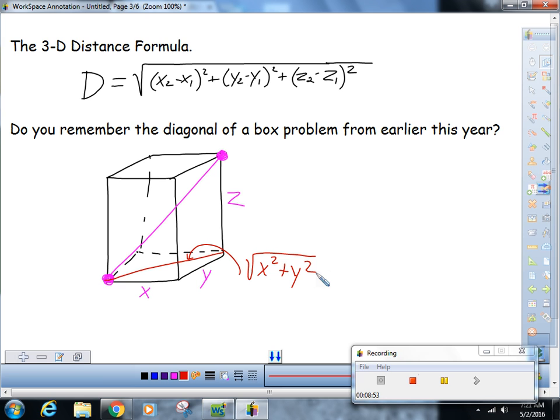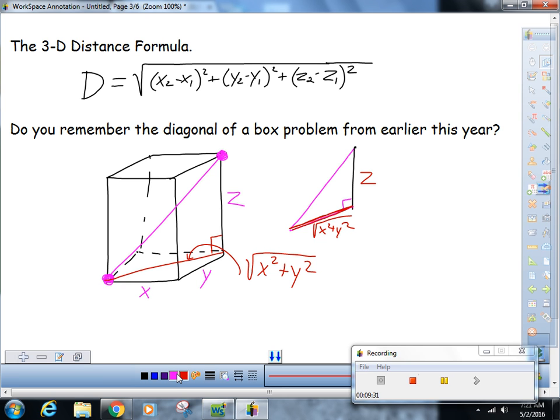So now you've got a right triangle that looks like this. Oh shoot, that should have been red. Okay, it looks like this. Do you agree that it's a right triangle? Here's my right angle right there. And so I've got z here, and I've got square root of x squared plus y squared here.